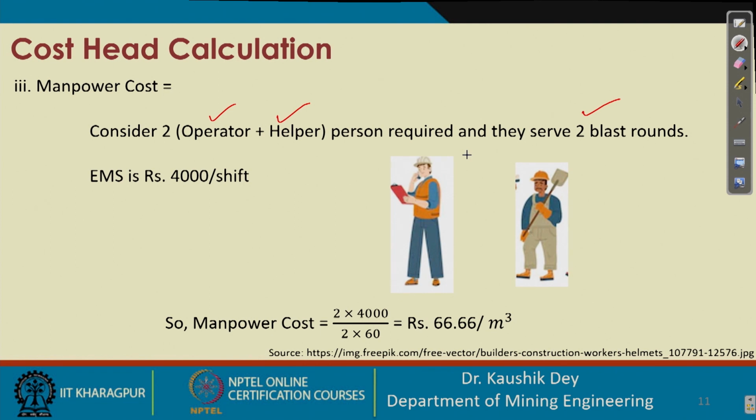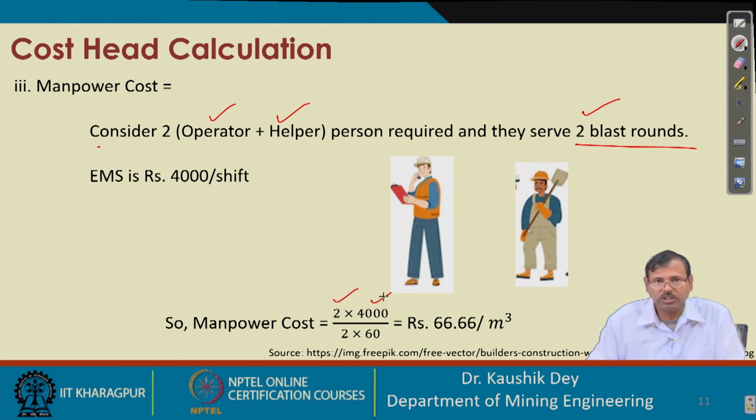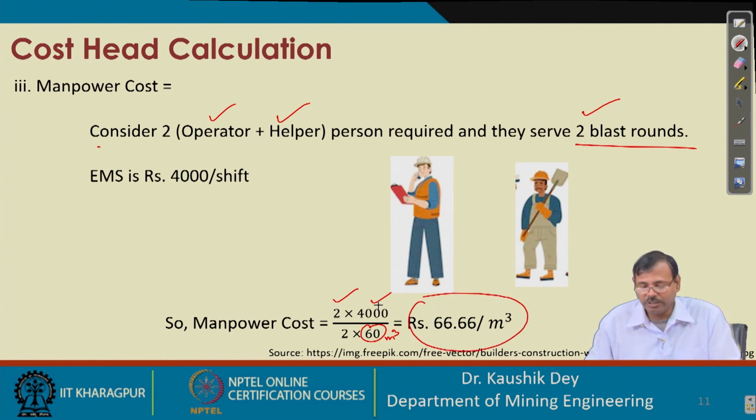So, similarly 2 blast phases can be drilled by one jumbo drill. So, we are considering in one shift 2 blast rounds are made. We have considered the wage is 4,000 rupees. So, 2 persons per shift costing is 8,000 rupees, and we are carrying out blasting in 2 places. So, 2 into 60 meter cube in each phase we have obtained. So, considering that, we have found that 66 rupees per meter cube is the costing coming as the manpower cost.